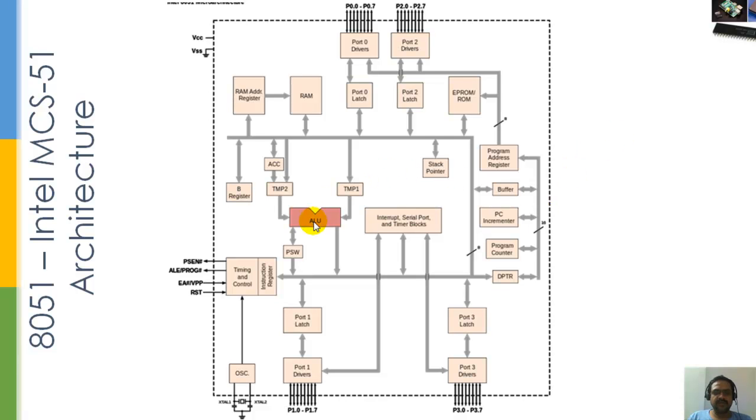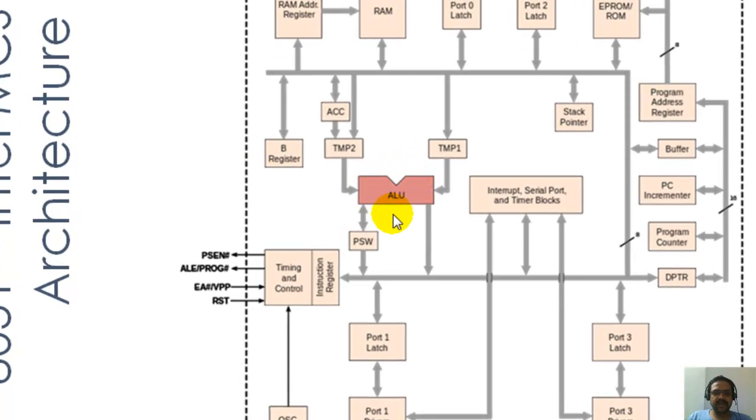Now if you see, here you have the ALU. Next to the ALU is the PSW, which is nothing but program status word. This program status word, you already know, consists of several flags like carry, auxiliary carry, then parity bit, then 2 bits RS0, RS1, and 2 general purpose flags F0, F1. Any operation that happens in the ALU directly affects the indicator flags present in the PSW. So that is why it is associated with the ALU, very close to the ALU.